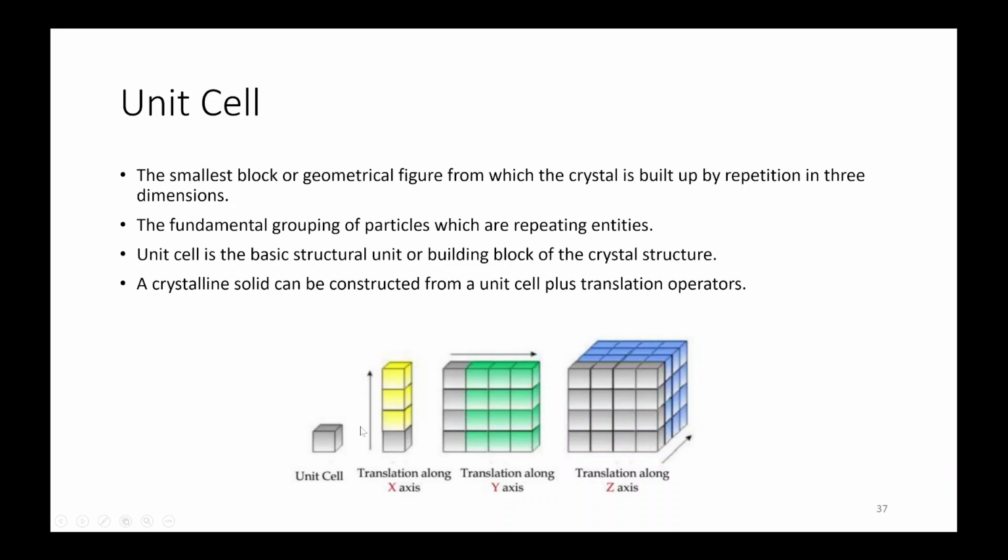These translation operators will be in various directions. For example, if we translate in the x-axis we get a one dimensional crystal, and if we translate in the y direction as well, then it is a 2D crystal. For 3D we have to do the z direction as well.